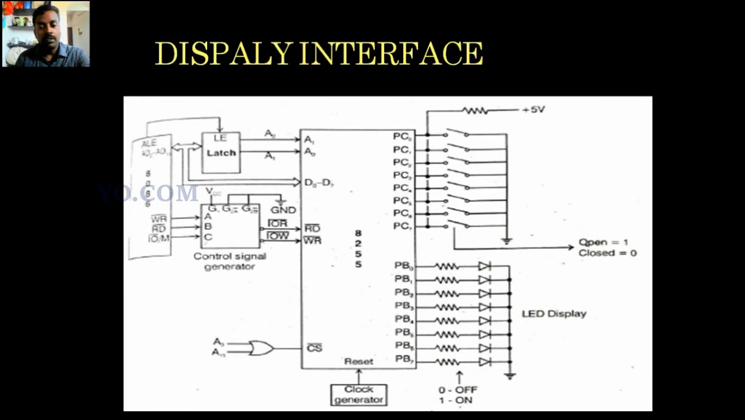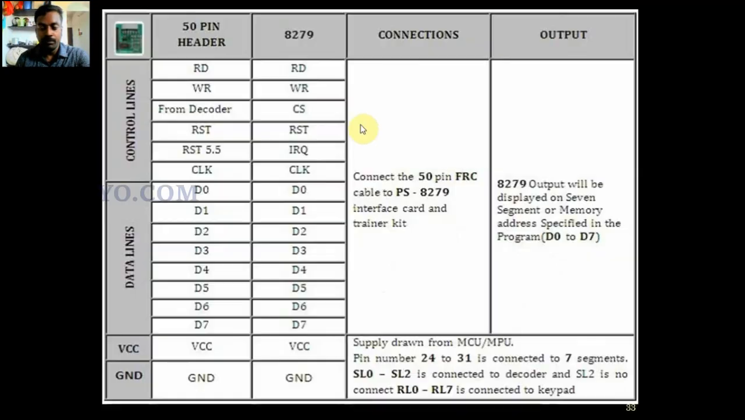The next one is the connection of the LED display. Same diagram actually, the latch is used and then the control signal generator is used in maximum mode. Here port C is used for the keyboard and port B is used for the LED display. The LED switches on with logic 1 and off with logic 0. This is the display interface diagram.